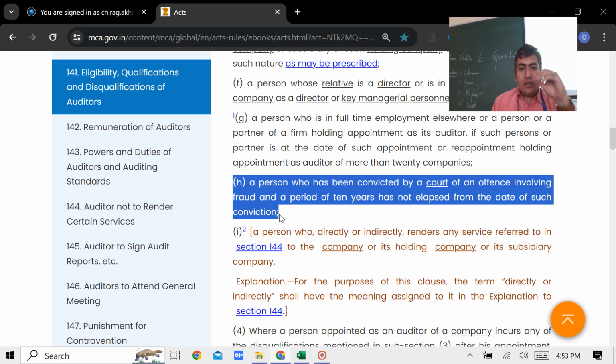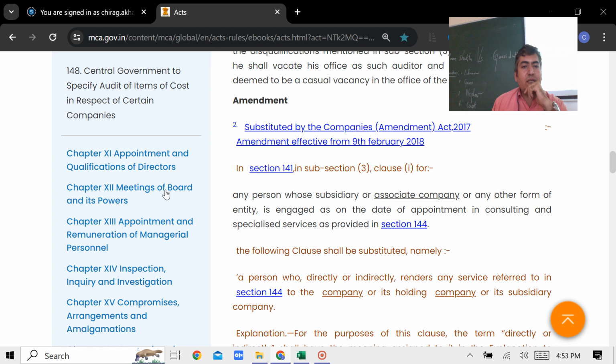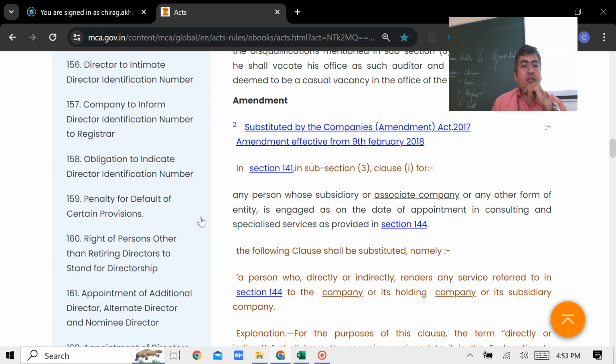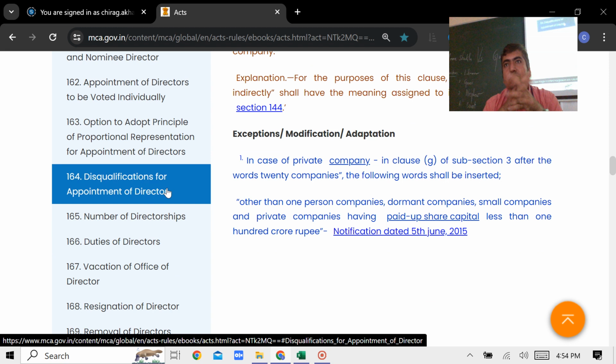क्यों? The same provision is also available under section 164. Let me show you guys what is 164. It is coming to here. 164 is here. Look at. क्या लिखा है यहाँ पे? पढ़ो उसको. 164, the director. So 141 talks about what? Disqualifications of auditor, and 164 किसके बारे में बात कर रहा है?